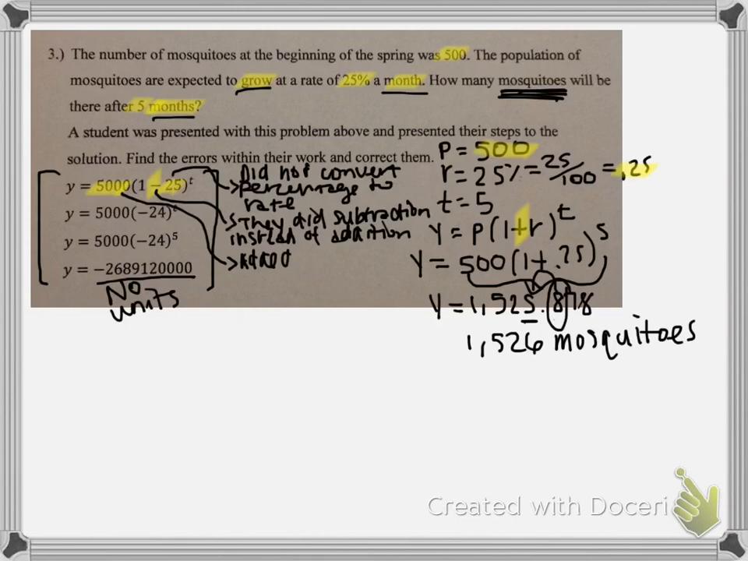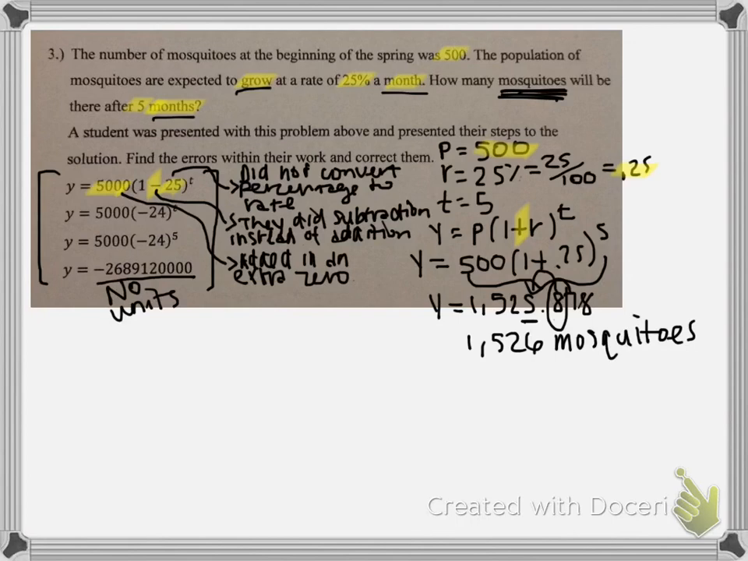Added in an extra zero. Alright? So that's how you would explain it in words, but you can also compare it to what you did to show what they did wrong, okay?